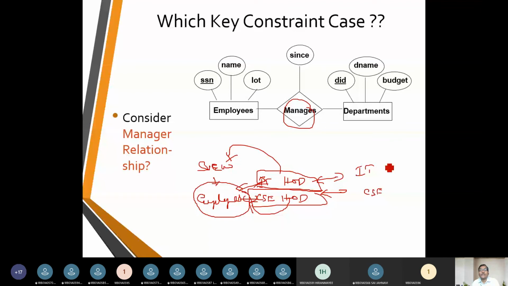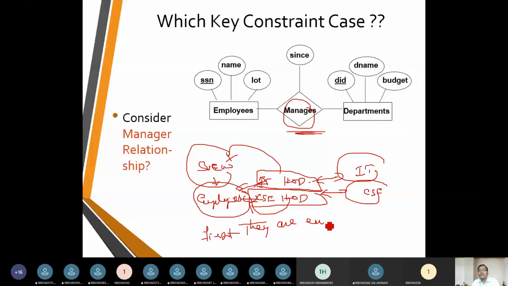So there are HODs of these different departments, but both of them are going to be employees of SVCW. First they are employees, and next they manage a department. That is the key takeaway of this diagram.